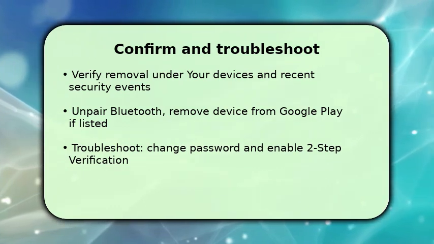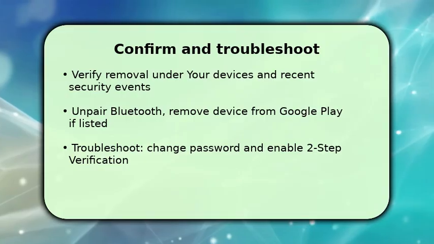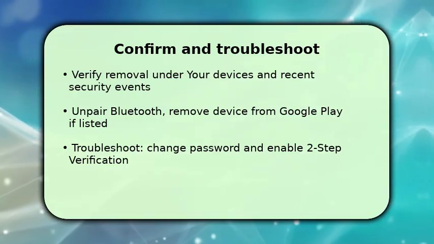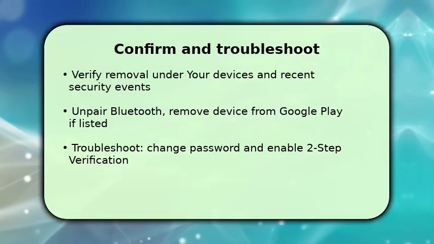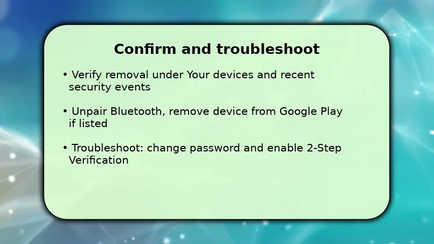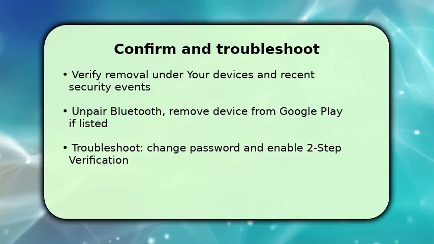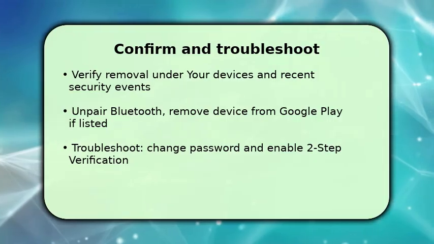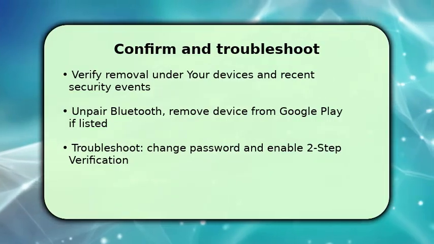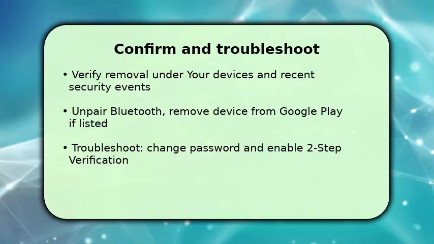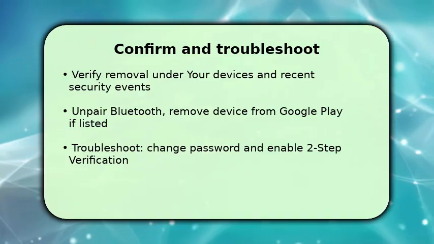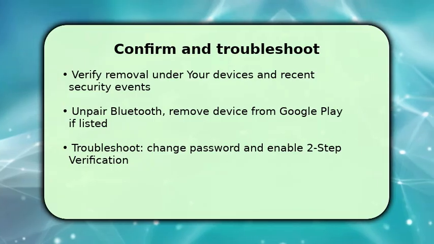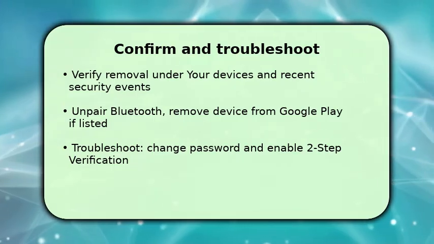Make additional housekeeping changes. Unpair Bluetooth associations, remove the phone from Google Play devices, and clear any saved payment or autofill entries tied to that device. If removal seems incomplete, change your Google password and enable two-step verification. This ensures accounts reauthorize only with your second factor. If the phone still shows, sign out remotely again and wait several minutes for sync.